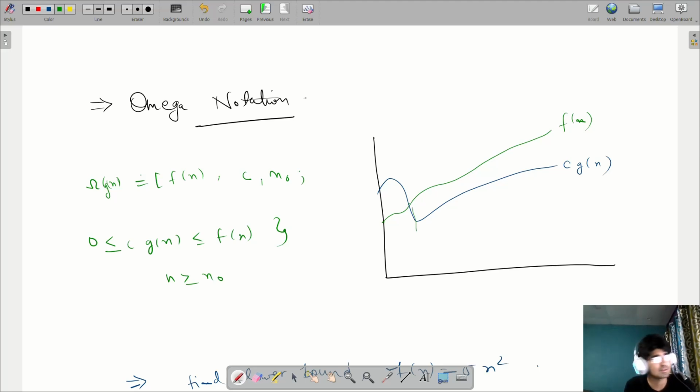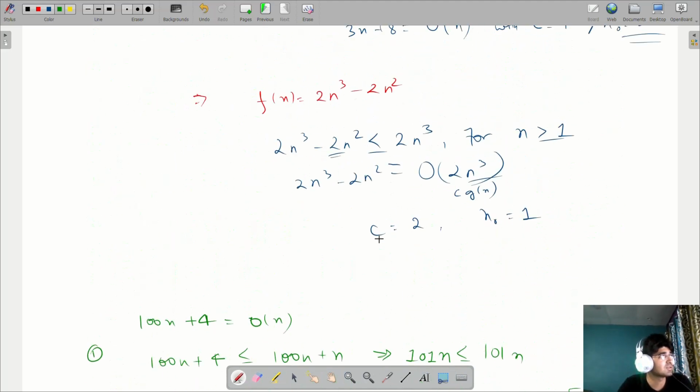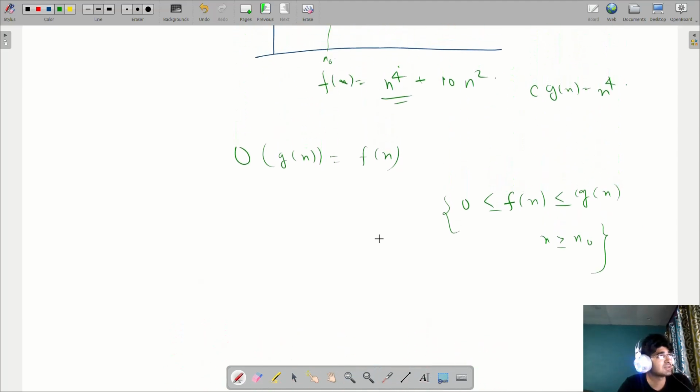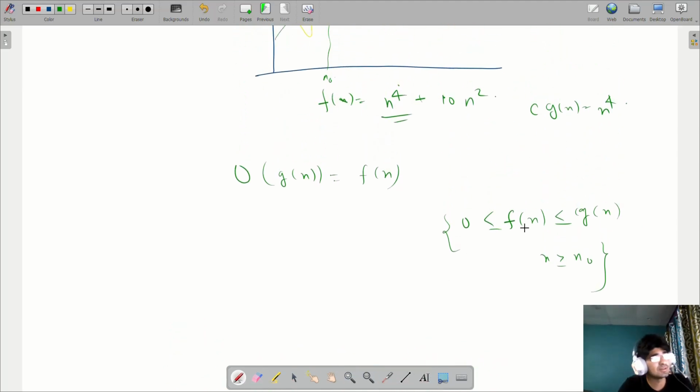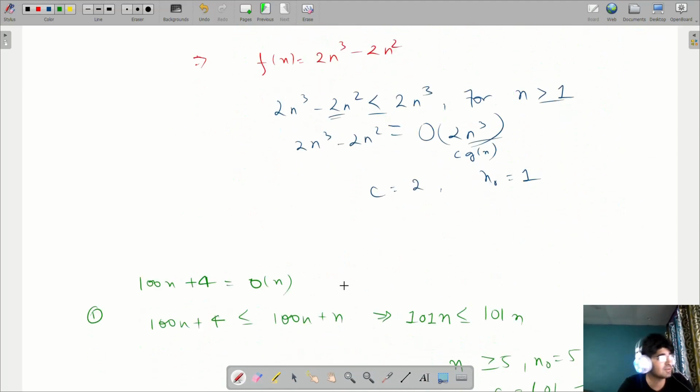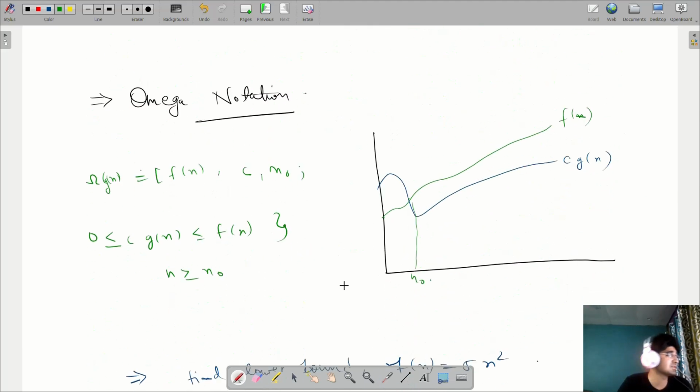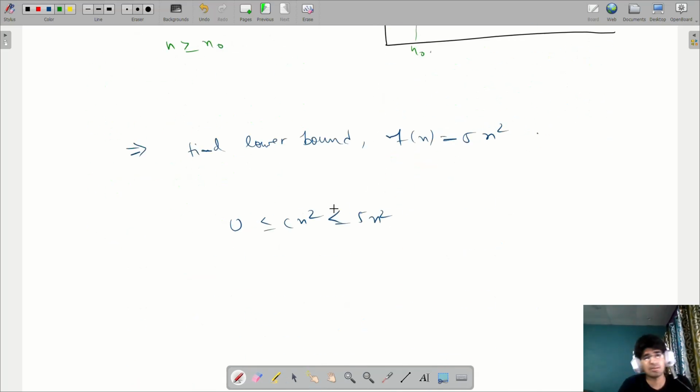Let's take some n naught here. And what was the condition we had over here? It was something like 0 less than f(n) less than c g(n), but this time the condition became 0 less than c g(n) less than f(n). And this can totally be seen from the graph as well. It's really simple. If you take a bit of time, take your pen and paper and notes, you'll definitely figure out that it's not that tough. Okay, let's continue with the question.